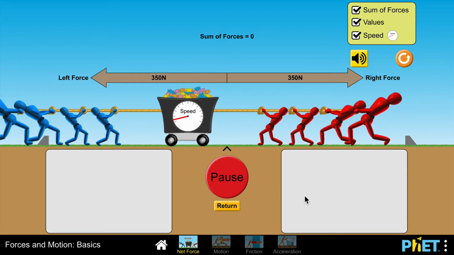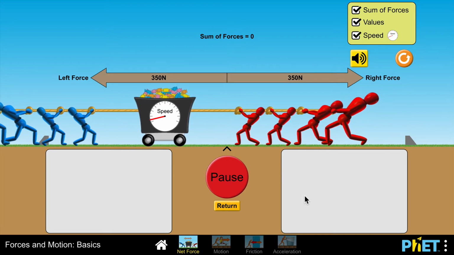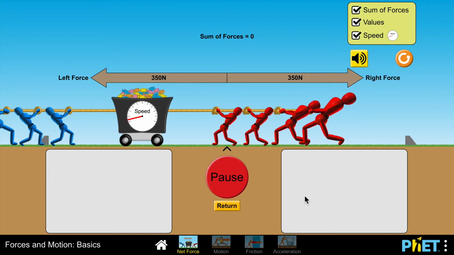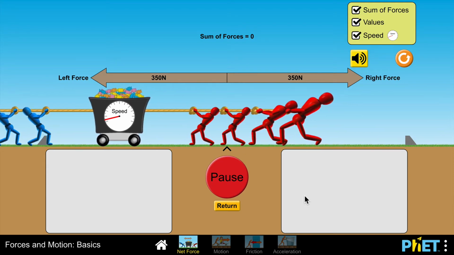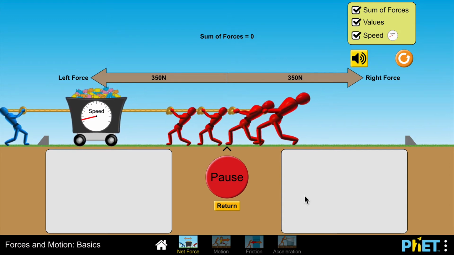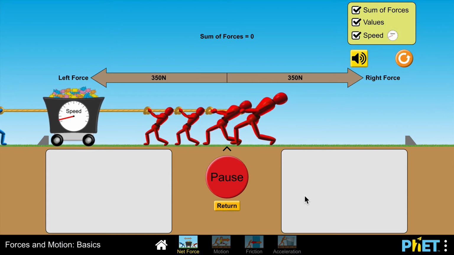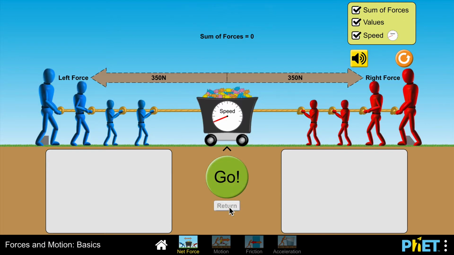And since the trolley was already moving, with balanced forces it now continues to move in a straight line with a constant velocity. So as we said, when the forces acting on an object are balanced, the object will remain at rest or continue to move in a straight line at constant velocity. And if I wait a fraction of a second, then hopefully the blue team, there we go, the blue team win. Return that to the centre.